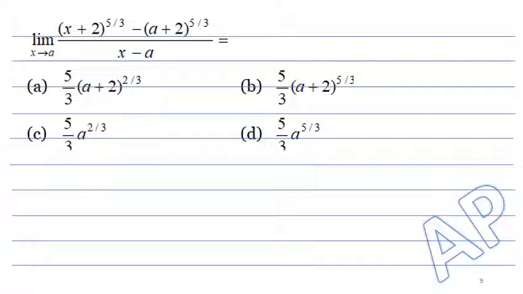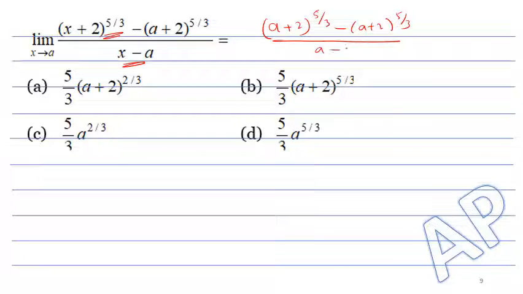Limit as x approaches a of (x plus 2) whole to the power of 5 by 3 minus (a plus 2) whole to the power of 5 by 3, by x minus a. Here also, before evaluating the limit, let me put x equals a and check whether it takes the 0 by 0 form. When you put x equal to a, you will get (a plus 2) whole to the power of 5 by 3 minus (a plus 2) whole to the power of 5 by 3 divided by a minus a. Clearly this is in the form of 0 by 0. So let us apply L'Hopital's rule.